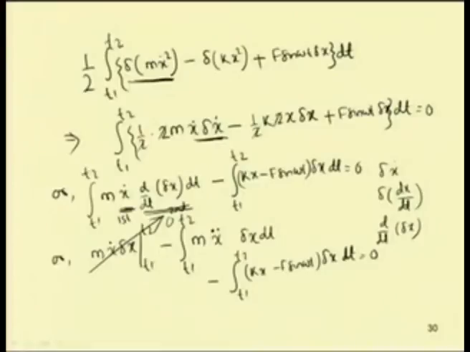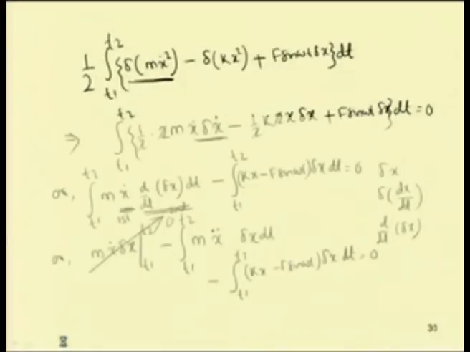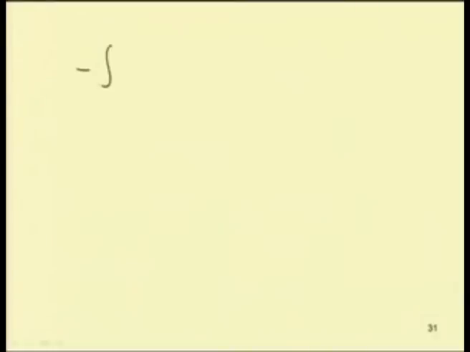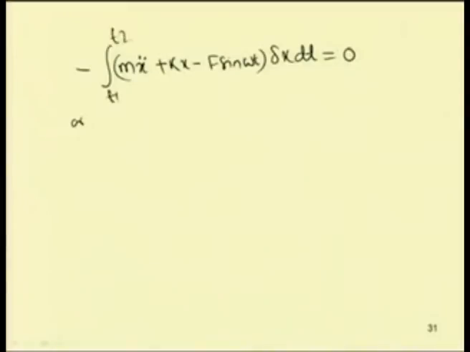So, now we can write by taking this thing, minus mx double dot plus kx minus f sin omega t del x dt, and this is equal to 0. So, this is the equation we got, or we can write the integration from t1 to t2 of mx double dot plus kx minus f sin omega t del x dt. So, this is equal to 0.